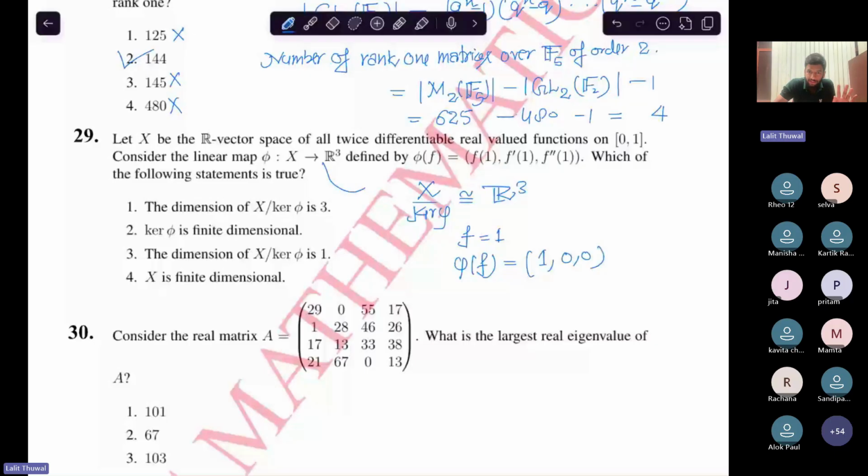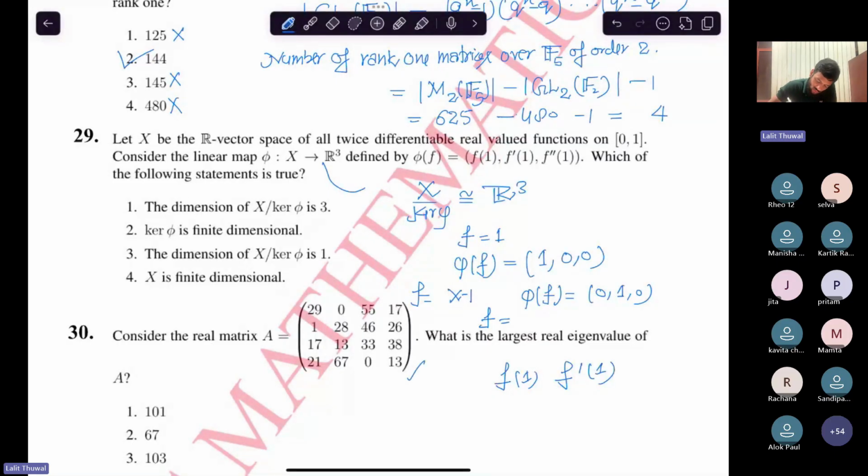Now I want 0, 1, 0 in the image. If you take f equal to x minus 1, then the value of x minus 1 at 1 is 0, so in that case this comes out to be 0, 1, 0. Now for the last one, you can choose a function whose root is 1, but 1 is a double root, because then f1 and f dash 1 will be 0, right? And x minus 1 whole square will work.